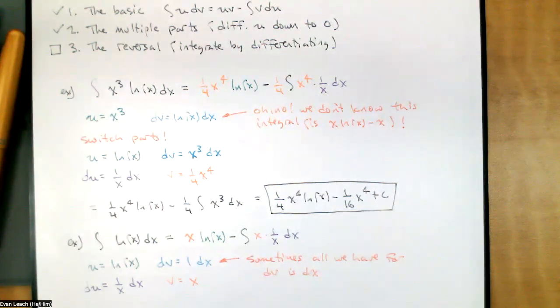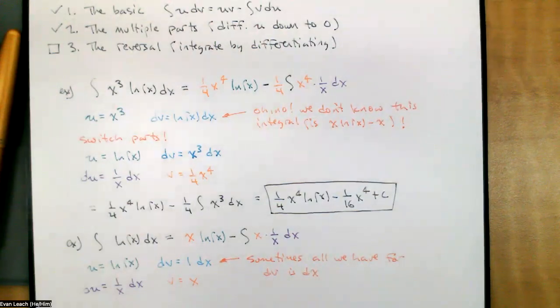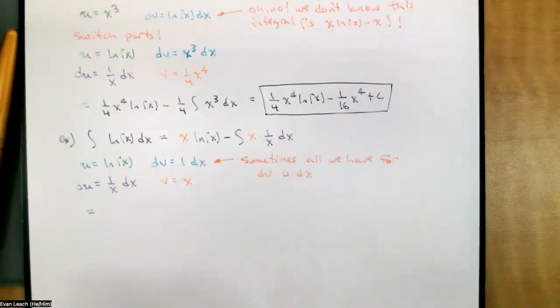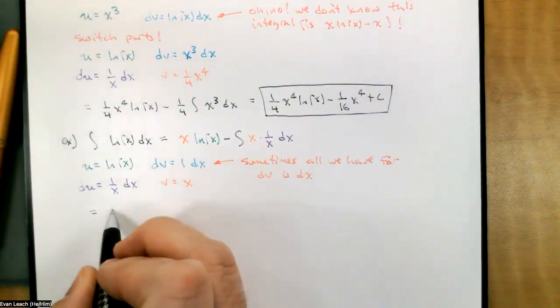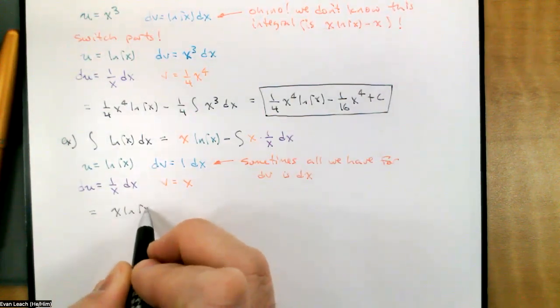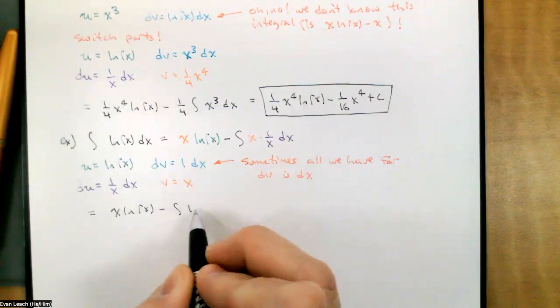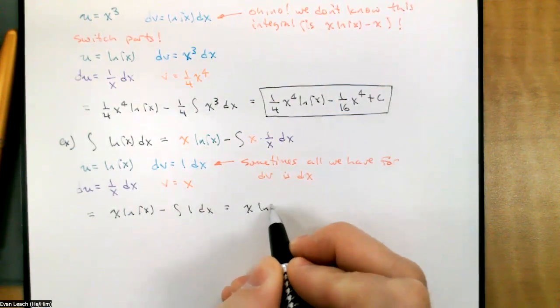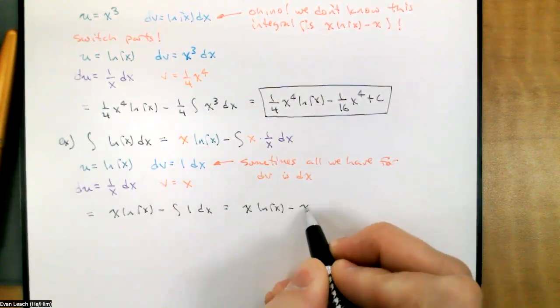So we put together in the parts formula just like before, and just like before, v times du cancels out one of the x's, or the du cancels out one of the x's from the v. So our secondary integral is going to be easier to deal with. We'll have an x ln x minus the integral of 1 dx. So we get x ln x minus x.